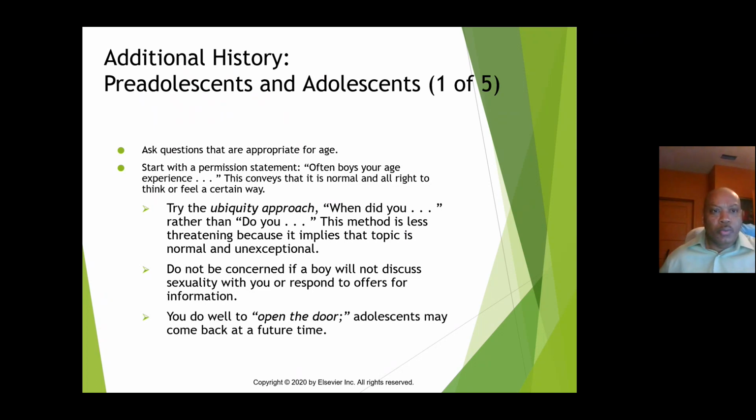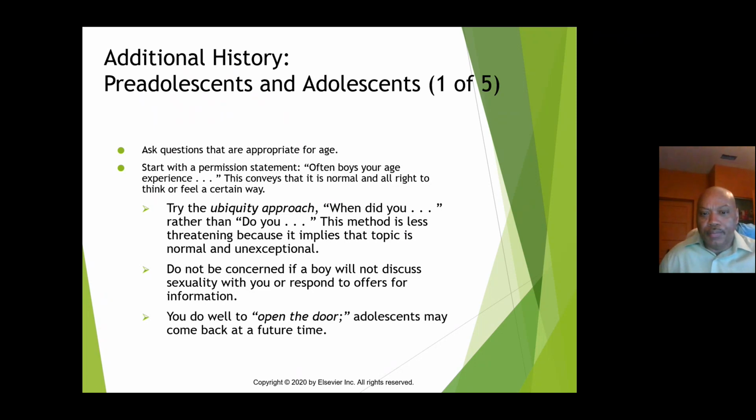So these questions are appropriate for this particular age population, and this information can be found on pages 690 to 691. Some of the examiner questions start off with a permission type of statement.